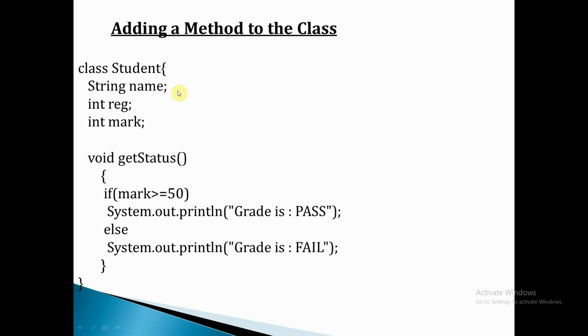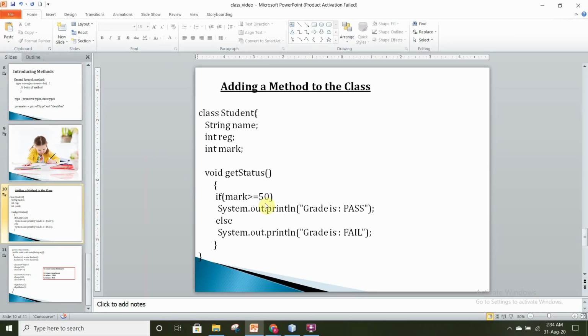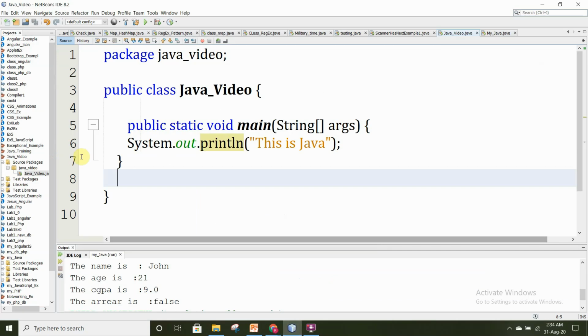Another thing present inside a student class is a function. Here we have a function called getStatus. If the mark is greater than 50, we will say the grade is pass, else we will say the grade is fail. So this is a simple example of how a class can look. Now we are going to see a real-time implementation of this class and objects.